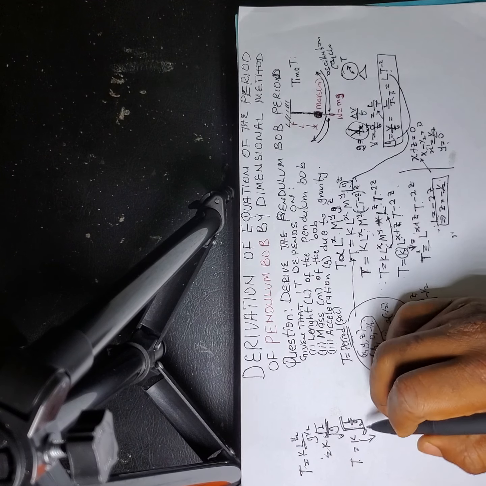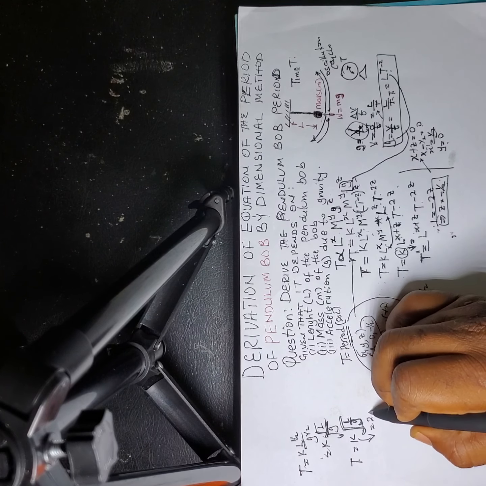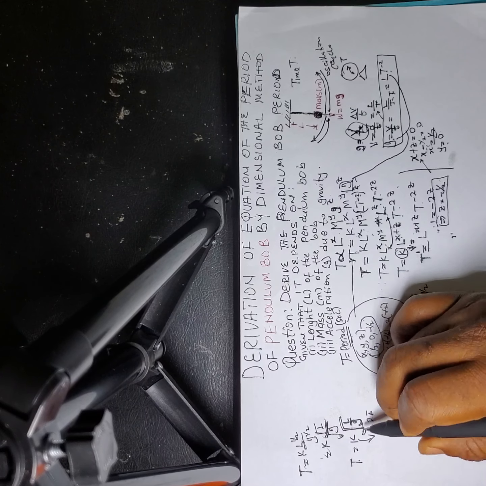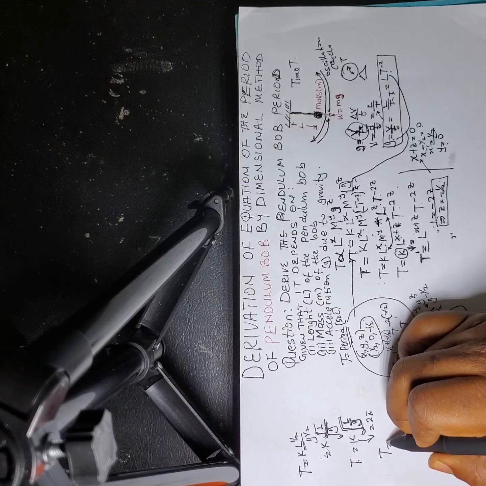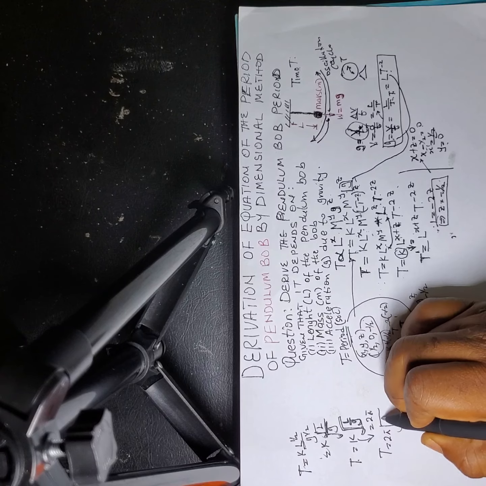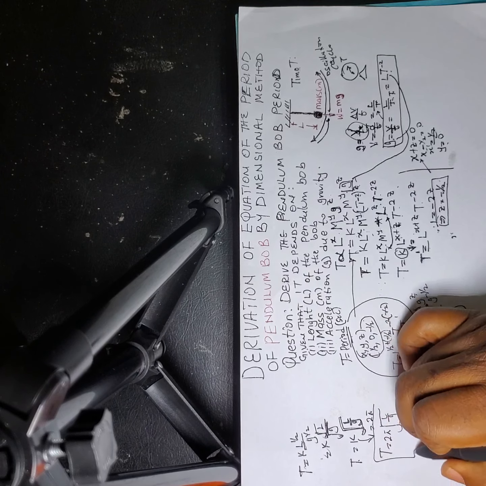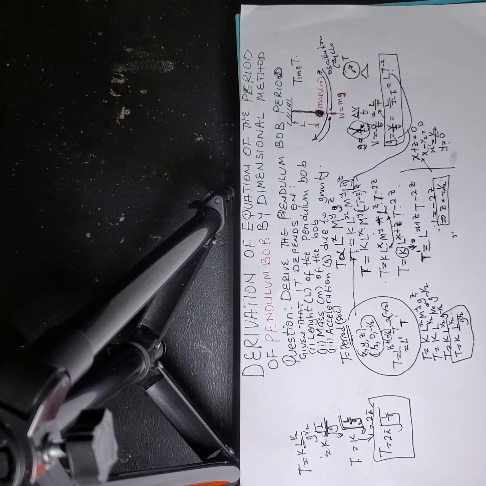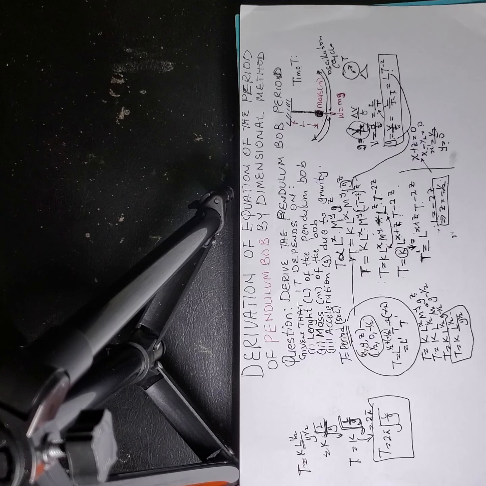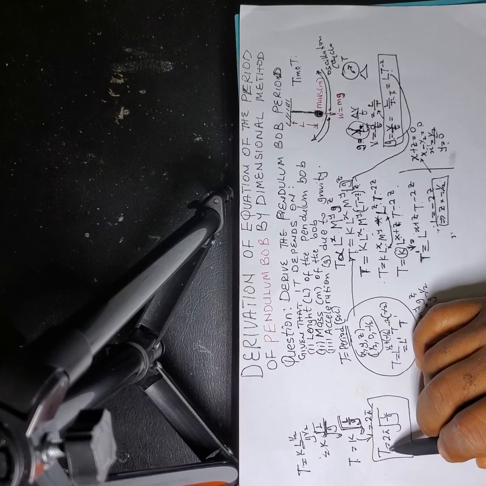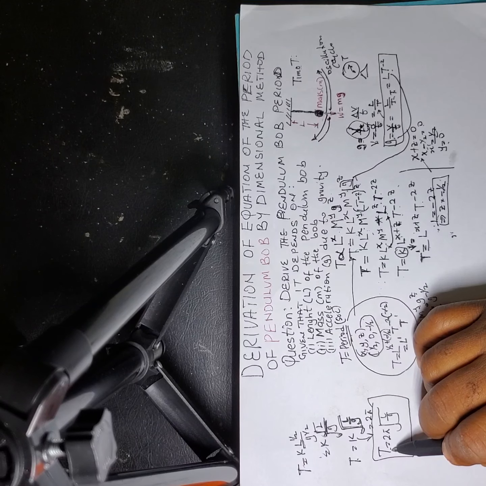Through further experimentation, k has been found to be 2 pi. So when we put 2 pi here, we are going to have T is equal to 2 pi square root of L divided by g. So this is the proof of the formula for finding the period T of a simple pendulum.